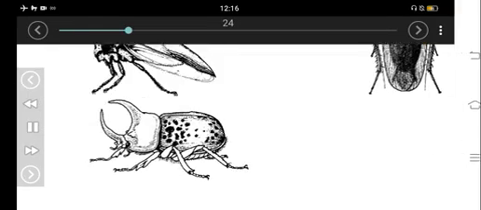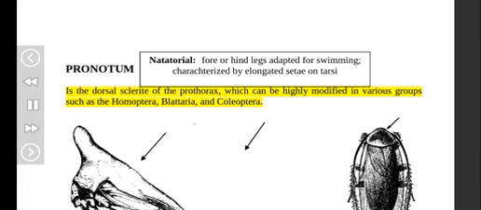Pronotum is the dorsal sclerite of the prothorax, which can be highly modified in various groups such as the Homoptera, Blattaria, and Coleoptera.